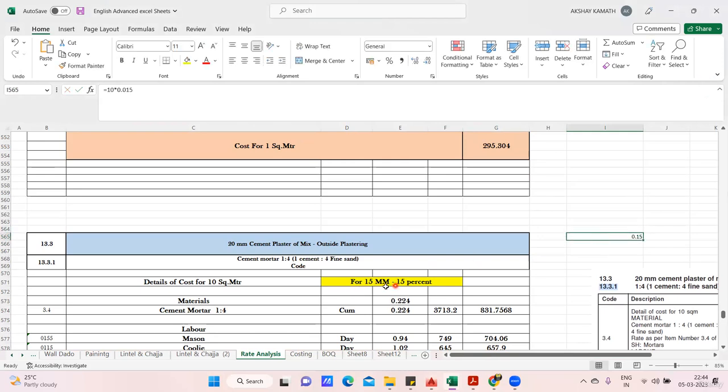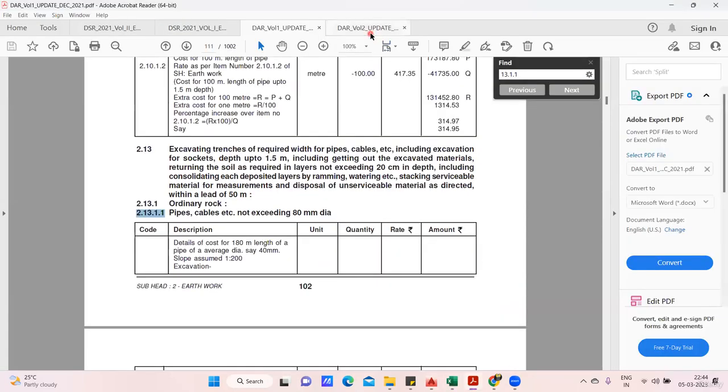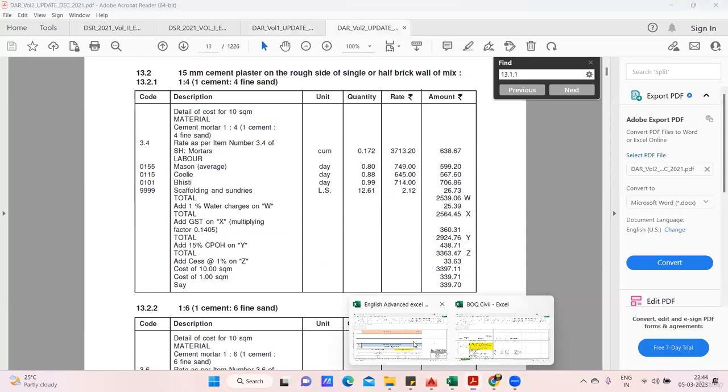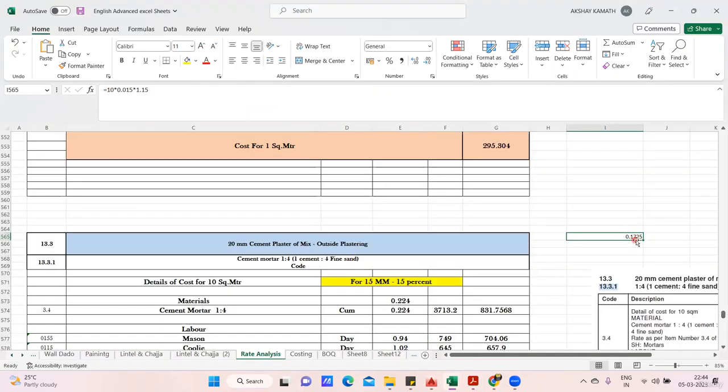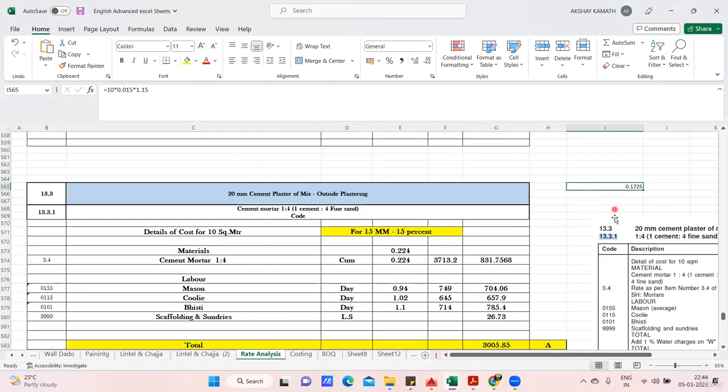But for 15 mm plastering, we are allowed 15% wastage. So if I add 15% wastage to this, that means 1.15. So how much am I getting? 0.1725. The same thing you can see in the Excel sheet: 0.172. You're getting my point, no? You just need to understand, I'll take care of the wastage part in the next lecture.